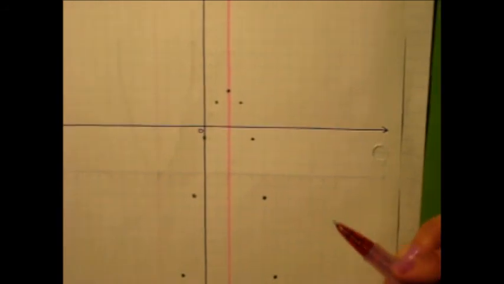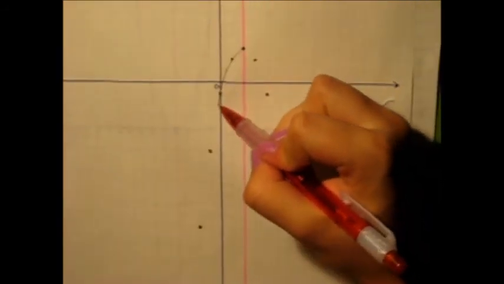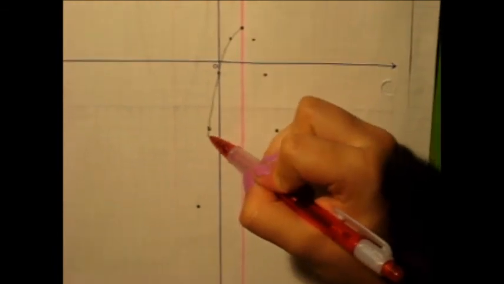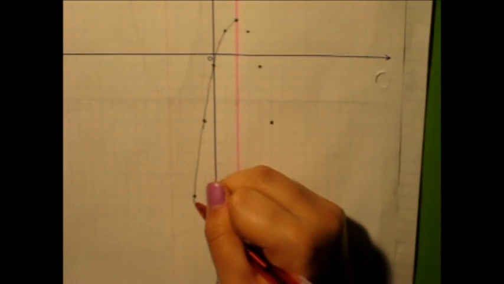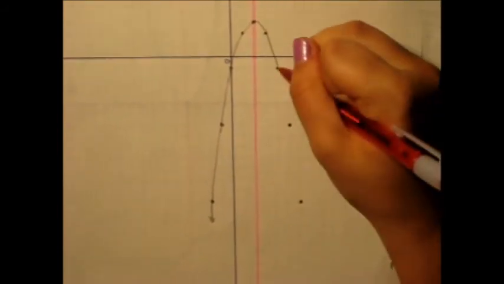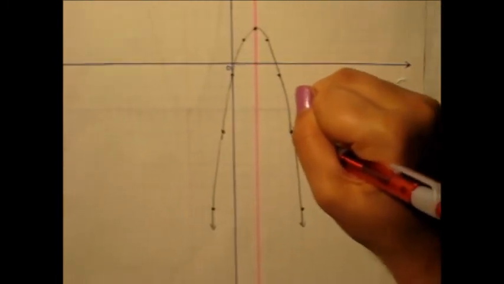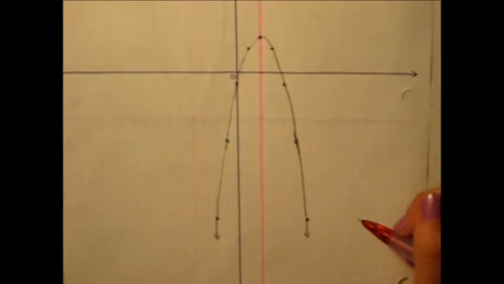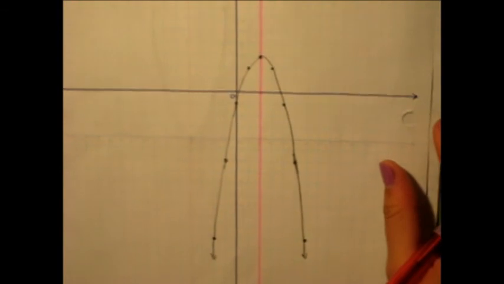And now you draw the parabola using these points. So along here, and it should be curved at the bottom, not pointed like an absolute value graph. And please excuse my awesome drawing skills here. Anyway, so that's how you graph a quadratic function.